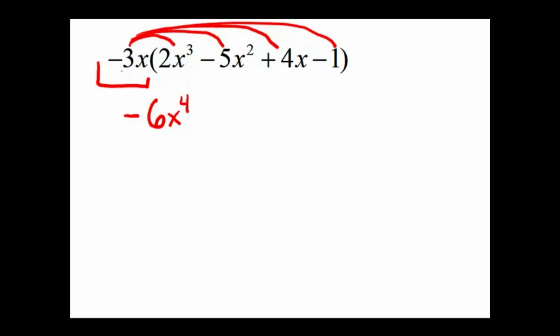On the next one, we have negative 3 times a negative 5 will give us a positive 15. For the variables, we will add the exponents, will give us x to the 3rd. For our third term, negative 3 times 4 will give us a negative 12, and x times x gives us x squared. And the last term, negative 3 times a negative 1 will give us a positive 3, and an x, parentheses, comes off.